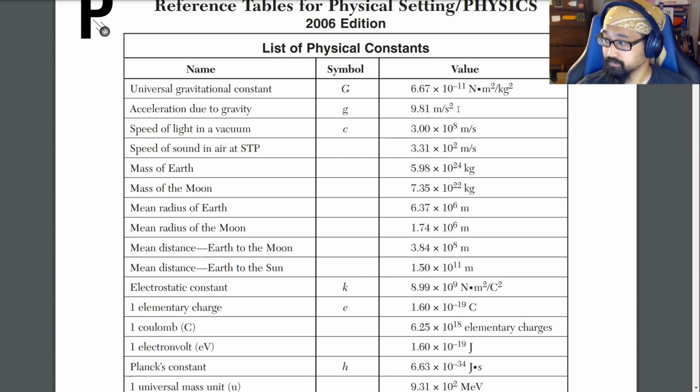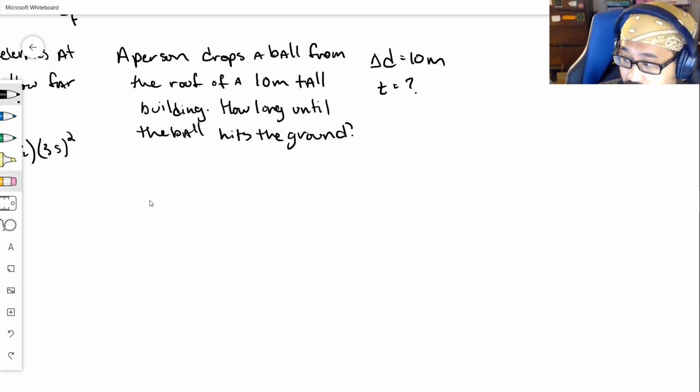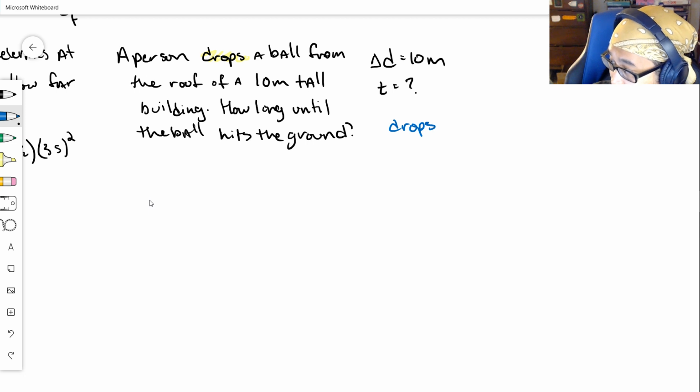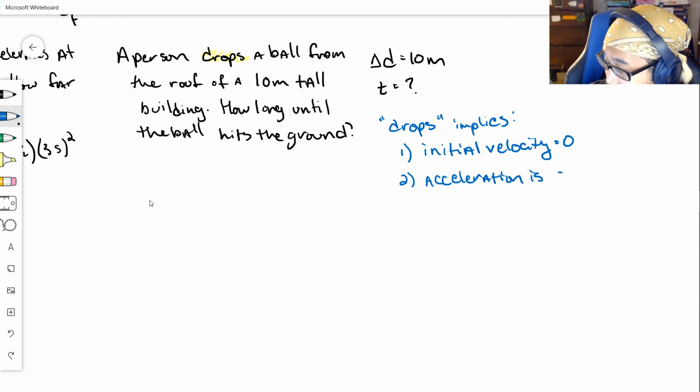Now, if I look at this, there's a key word here, right? And the key word that I need you to keep track of is drops. If you see drops, drops implies two things. One, initial velocity is 0. Second thing that it implies, acceleration is g.